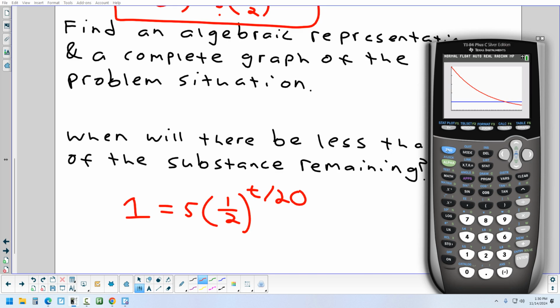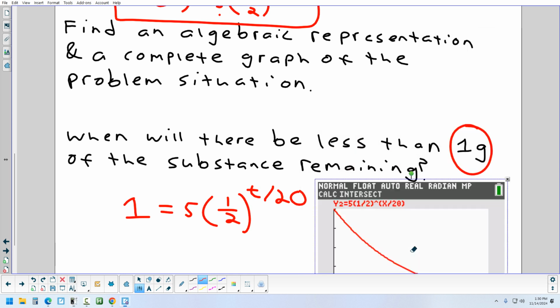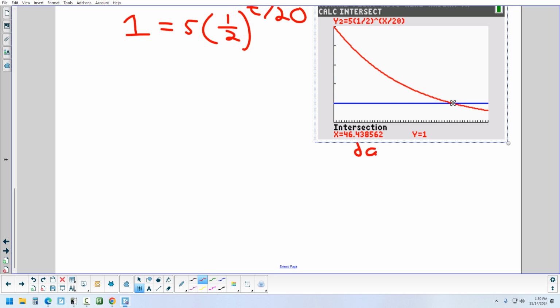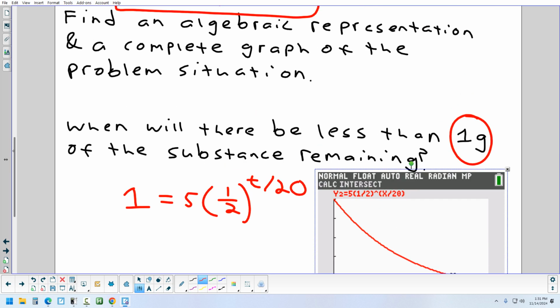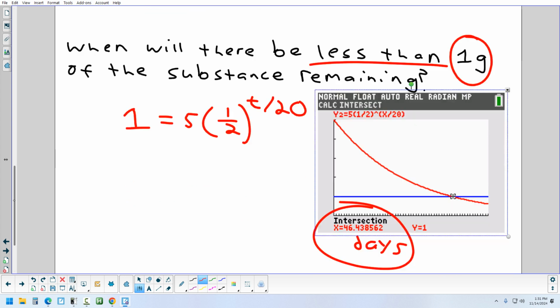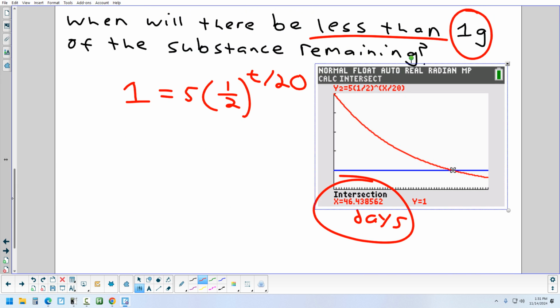46.4 days. All right, so second calc intersect. It's going to take 46.4 days for you to have, well, that's how many days it takes to have exactly 1 gram. Yeah, 46.4 days. The question was, when will you have less than 1 gram? You just put parentheses around it. 46.5. Yeah, anything above 46.4.